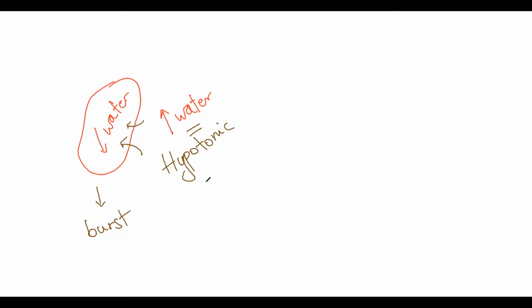And we say that the liquid or the medium outside the cell is hypotonic. Hypotonic means of lower concentration, because of course the high water means diluted. So it is hypotonic. But what about the plant cell?